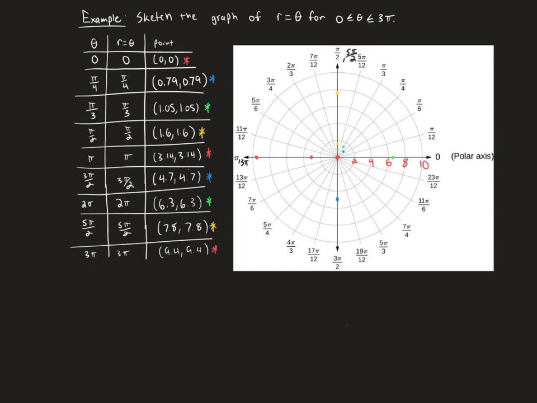Now, let's try to connect these dots. What this is going to look like, again, this is terrible because I'm drawing it by hand, but if you go to Desmos and graph it, it will be much better. And it should look like a spiral that's getting bigger and bigger and bigger.